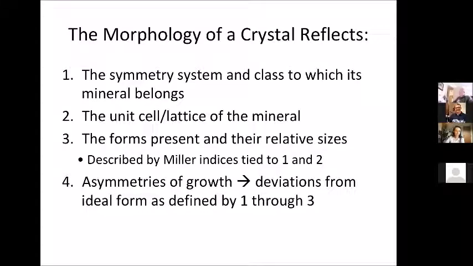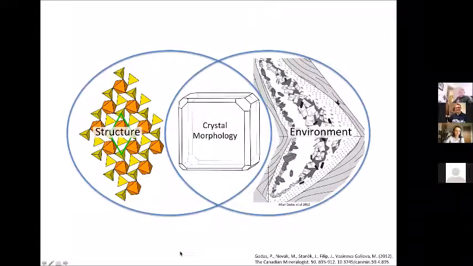And finally, we have to recognize that we're drawing ideal crystals. Real crystals have asymmetries of growth, which are due to things going on in the environment and so forth. And so often real crystals deviate from the ideal form these first three elements define. And if that's a lot of words to finish up, maybe this is a simpler way to look at it. The crystal morphology is basically an interaction between the structure and the symmetry that's inherent in the crystal and the various aspects of the environment.